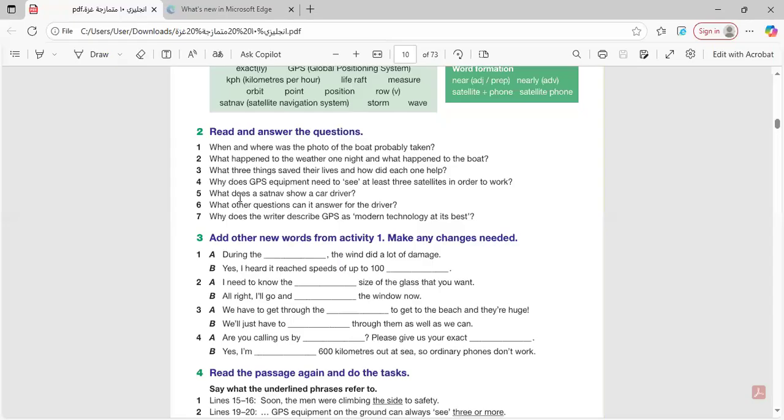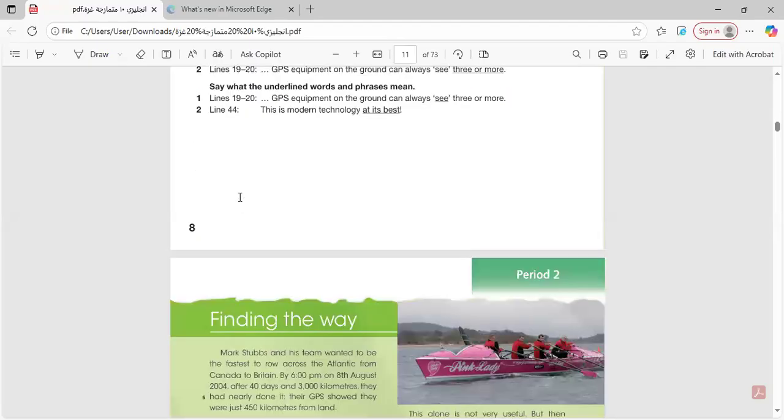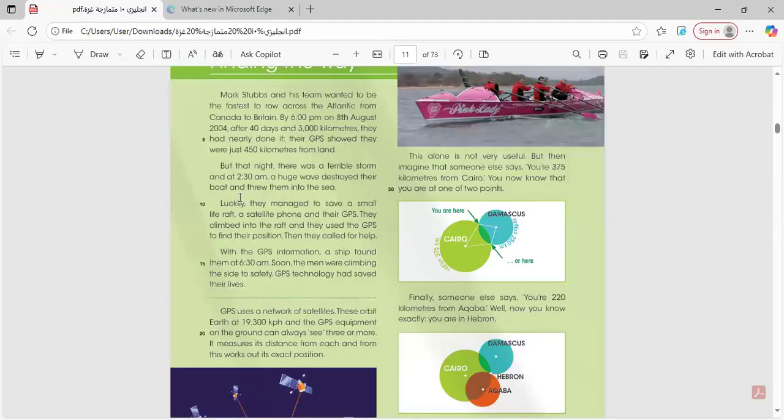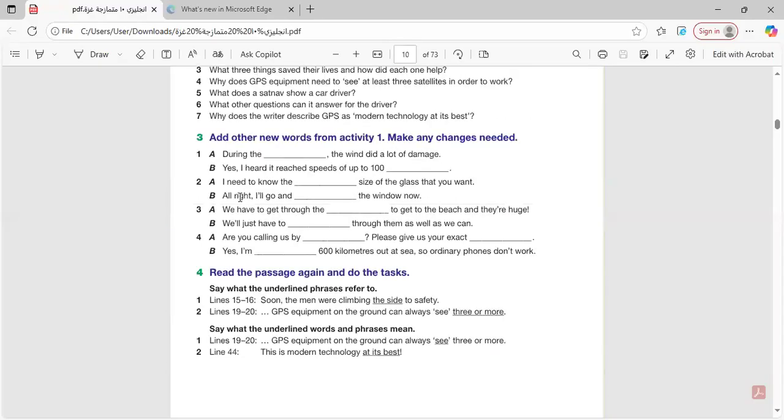Okay, what happened to the weather one night, and what happened to the boat? What do you think, guys? Based on the passage, we can find it from the keywords, but that night, you see, there was a terrible storm. What happened to the boat? A huge wave destroyed their boat and threw them into the sea, okay? So this is the answer for question number 2.